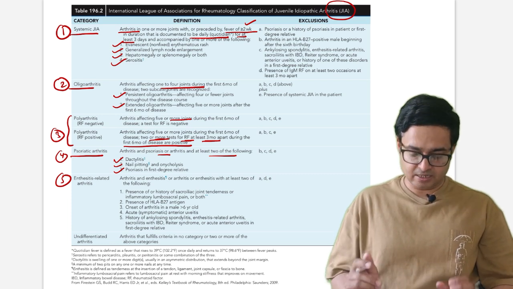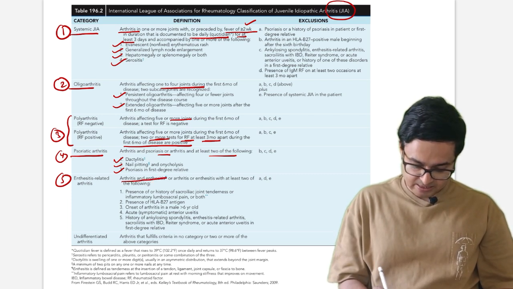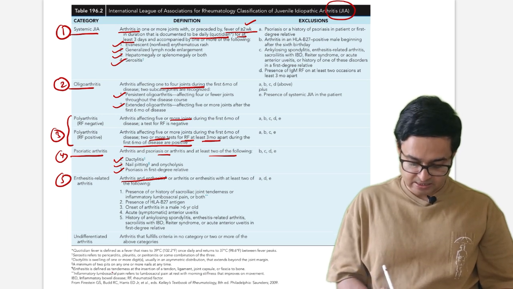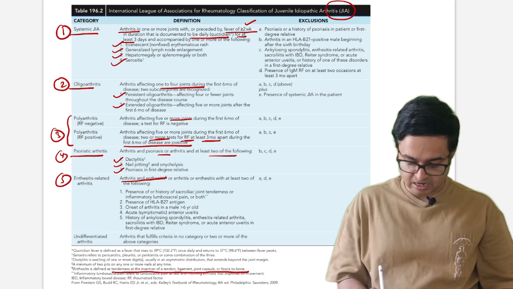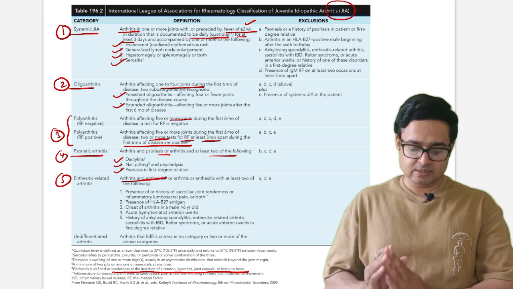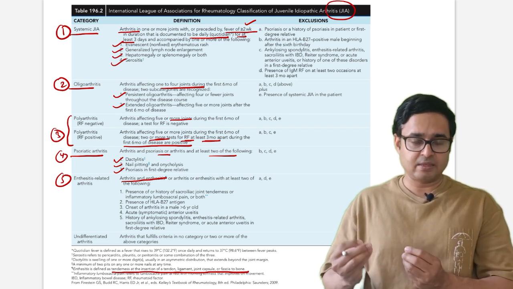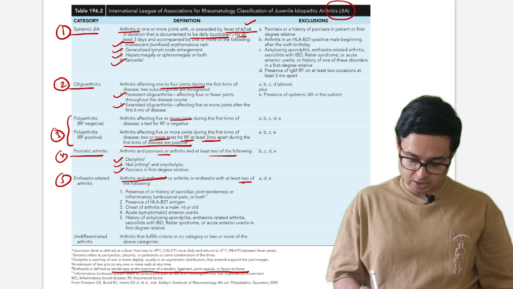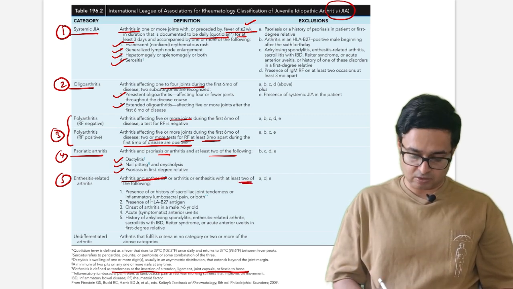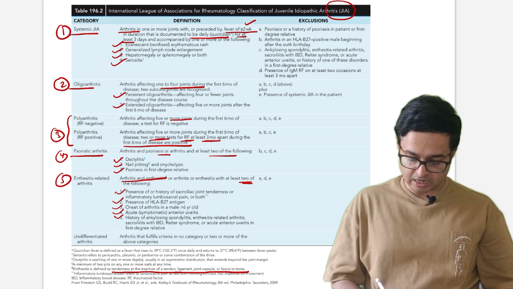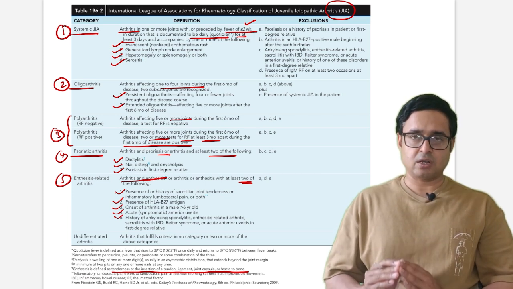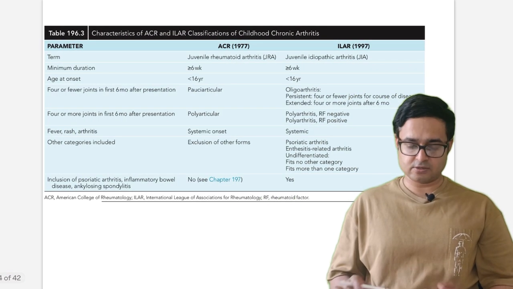Enthesitis related arthritis is arthritis plus enthesitis. What is enthesitis? It is tenderness at the insertion of tendon, ligament, joint capsule and fascia to bone. This is the definition of enthesitis. If enthesitis is not there, then at least two of the following: history of sacroiliac joint tenderness, HLA-B27 positive, onset of arthritis in a male more than 6 years old, acute symptomatic anterior uveitis, and history of ankylosing spondylitis. So these definitions are important. Just remember, very important for the exam.